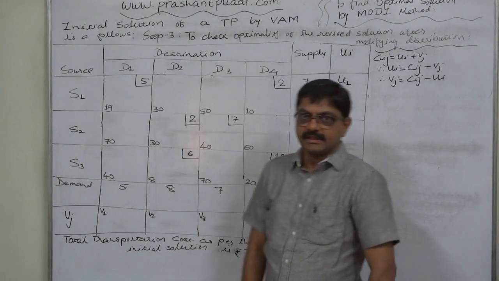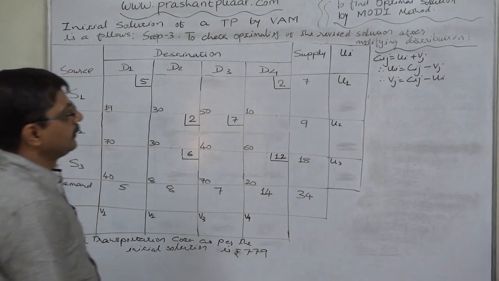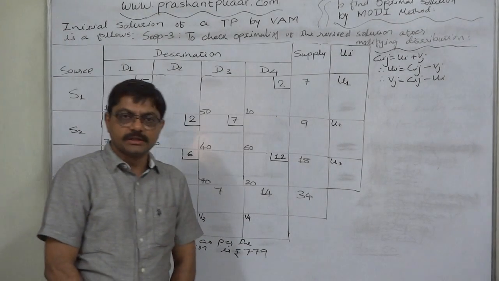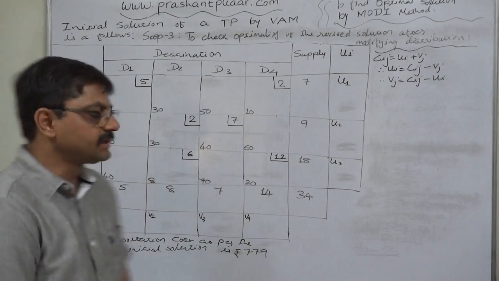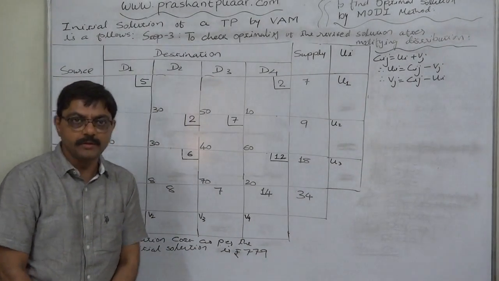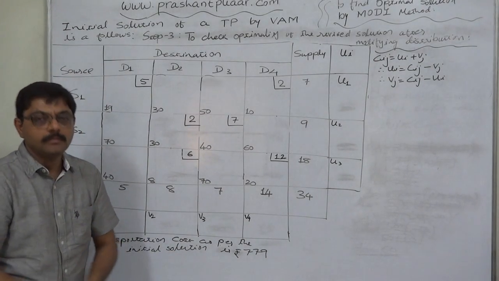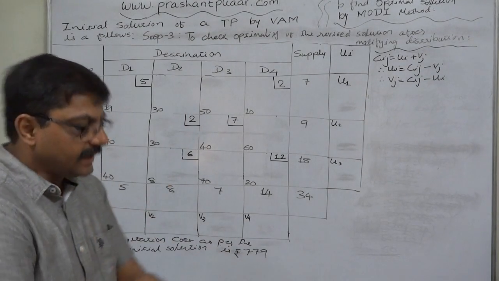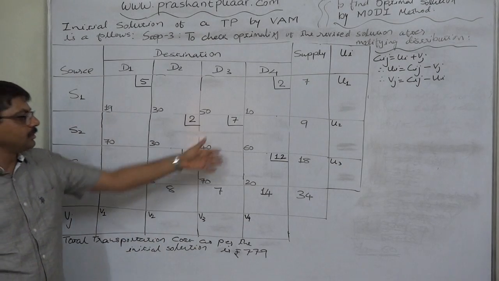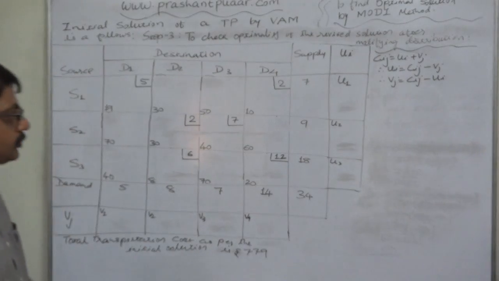Welcome again, friends. Let us take step 3 of obtaining optimal solution of a transportation problem. In previous 2 lectures we have already discussed. First we discussed how to check the optimality of initial solution obtained by northwest corner method or least cost method or VAM. In second step we modified the distribution or allocation which we had already made in initial solution.